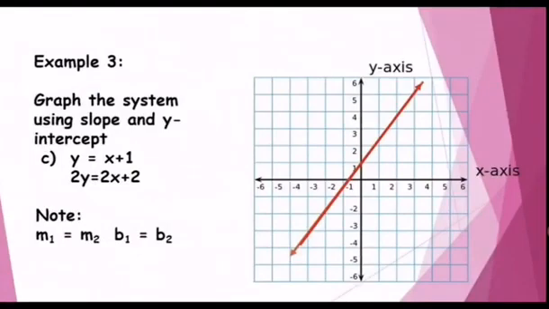Example number 3. We have the pair y equals x plus 1 and 2y equals 2x plus 2. When graphed, the lines are coinciding lines because the two equations are equivalent. When we rewrite the second equation 2y equals 2x plus 2 in slope-intercept form, we get y equals x plus 1, which is exactly the first equation. And take note that the pair have the same slope and same y-intercept. So the graphs are coinciding lines, lines that lie exactly on top of each other.